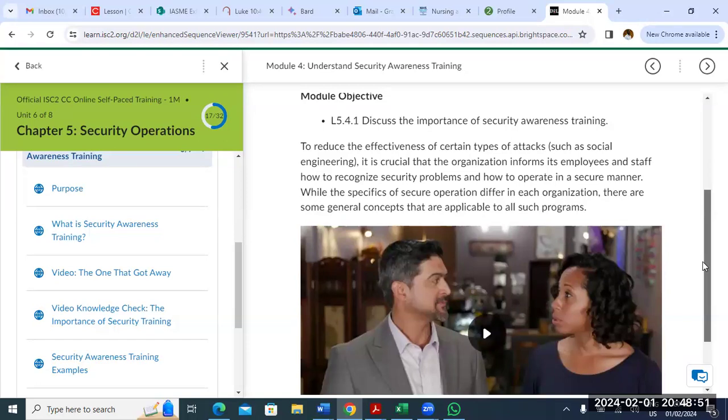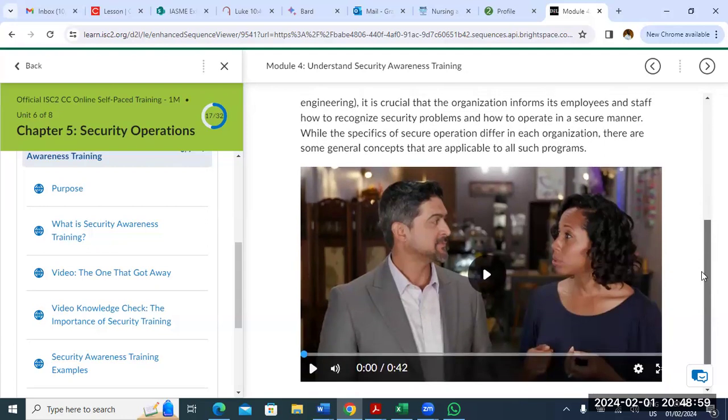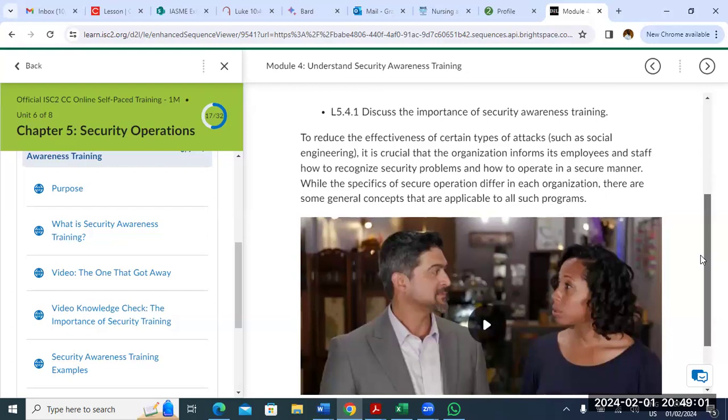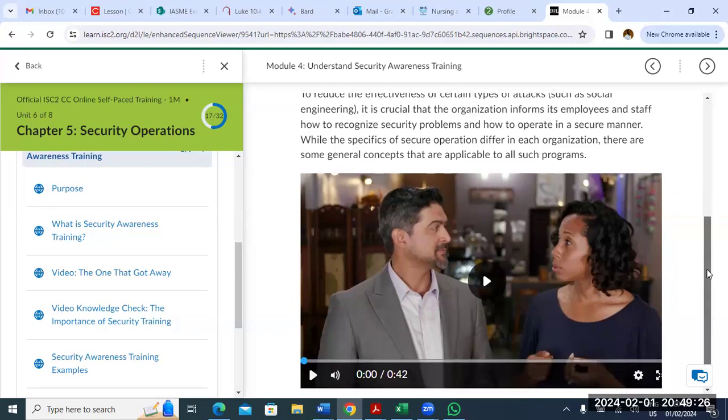While the specifics of secure operation differ in each organization, there are some general concepts that are applicable to all such programs. Then you might have some specific training based on your skill sets or the domain, but there are some that are general. Cybersecurity is general for everybody. There are also other trainings like that. Phishing campaign is for everybody. So we have training that can be generalized and meant for everybody.